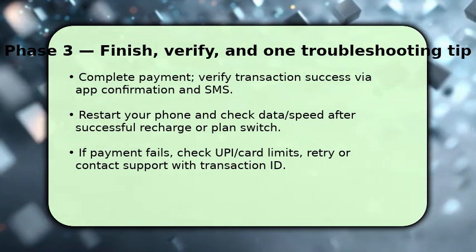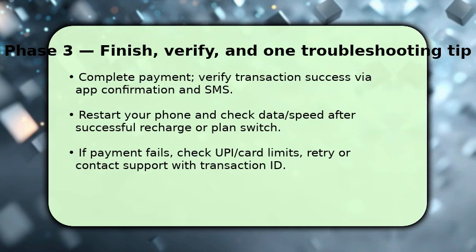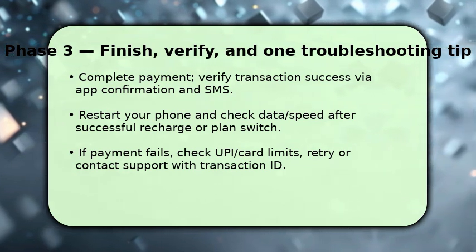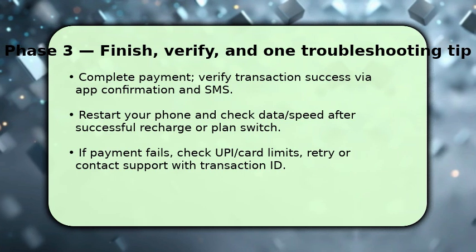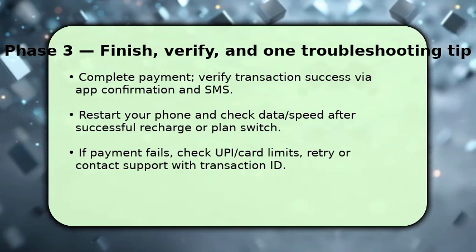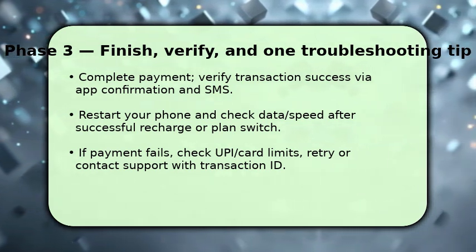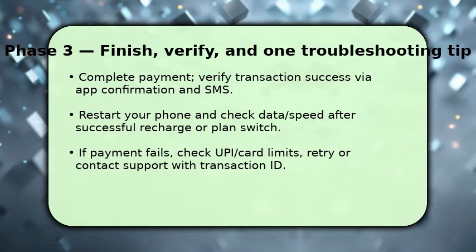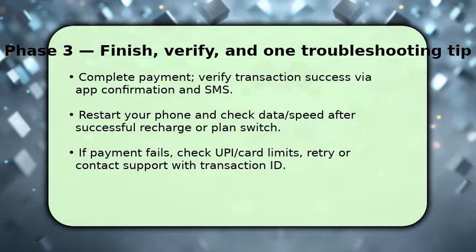This verifies the upgrade. If the payment fails or benefits don't reflect, note the transaction ID, check UPI or card limits, and retry after confirming funds. If issues persist, contact GEO support with the ID so they can trace and refund if needed.